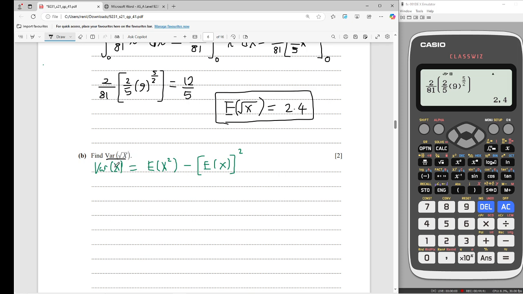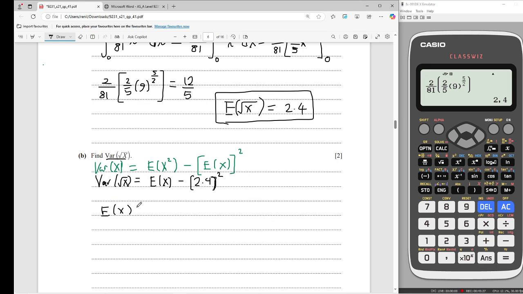Using this formula, we can derive that when we have variance of root x, we just put root x wherever we have x over here. So variance of root x equals E of x minus E of x over here, which is 2.4, so we put minus 2.4, E root x. We do minus E root x and we square that value. So all that we need to find the value of variance is E of x.